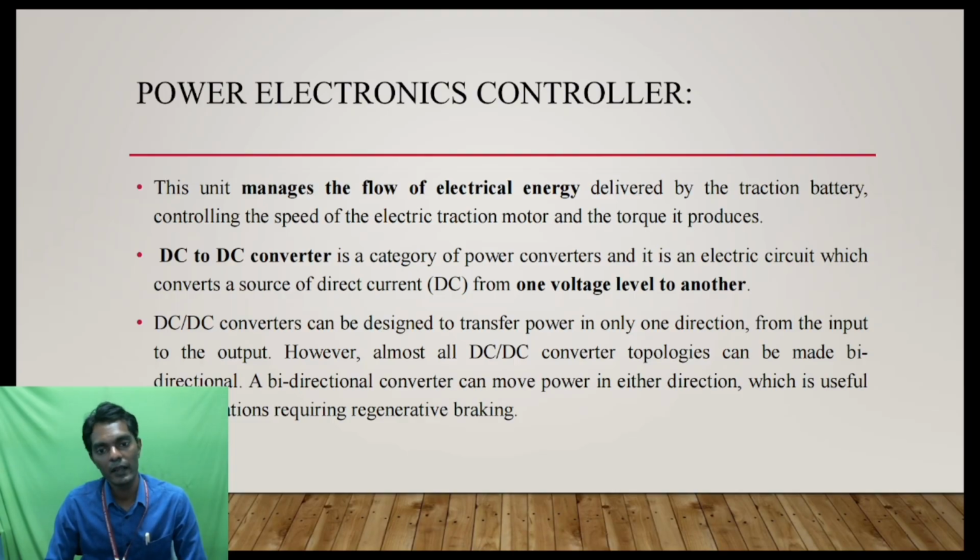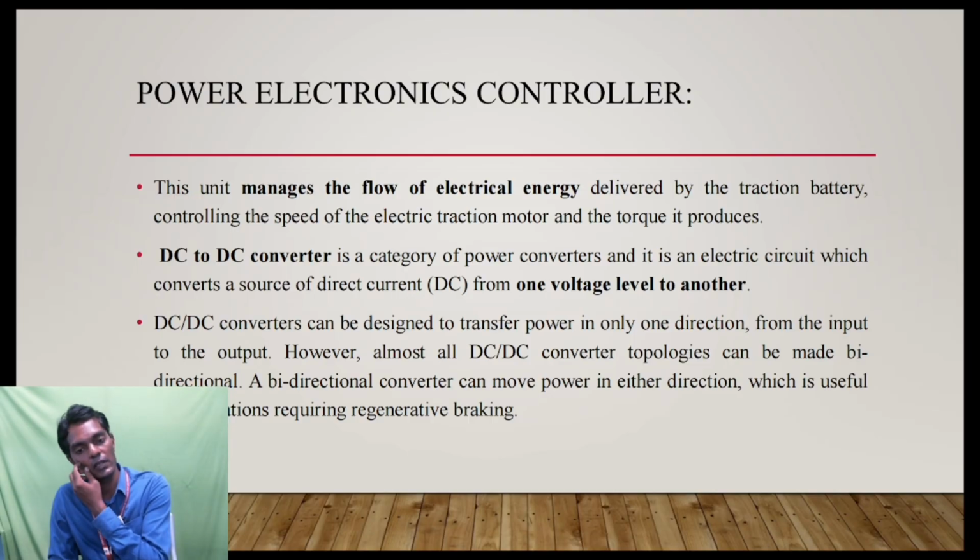Again, a DC-DC converter can be designed to transfer power in only one direction, from the input to the output. However, almost all DC-DC converter topologies can be made bidirectional. A bidirectional converter can move power in either direction, which is useful in applications requiring regenerative braking. What is the point here? We are moving towards a bidirectional DC-DC converter. So here both sides can either be an input or an output.